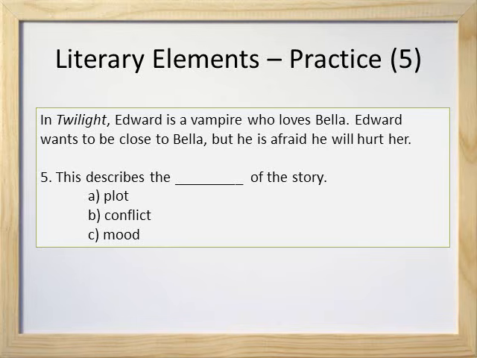In Twilight, Edward is a vampire who loves Bella. Edward wants to be close to Bella, but he is afraid he will hurt her. Number 5, this describes the what of the story? A. plot, B. conflict, or C. mood.